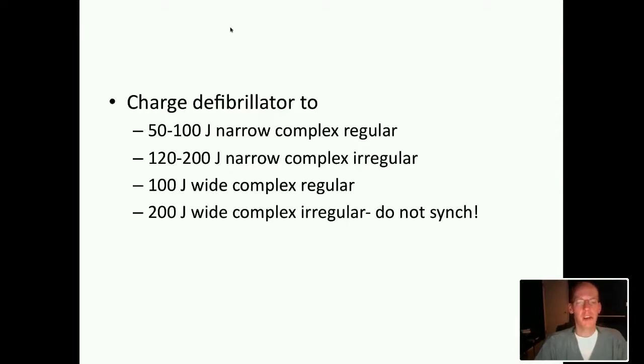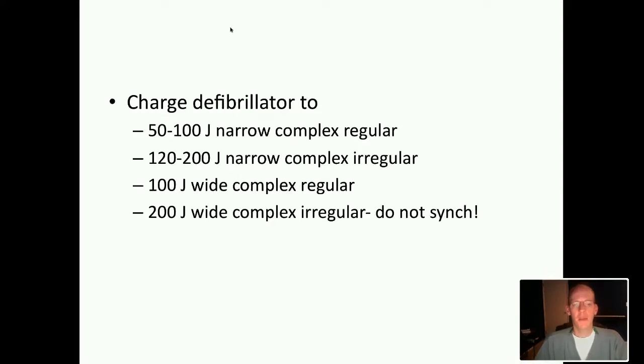For a narrow complex regular rhythm, so likely an SVT, you can usually use lower energy, so 50 to 100 joules may be appropriate. As it becomes narrow complex and irregular, so talking about atrial fib or atrial flutter, you're going to have to increase the joules, so you may have to go up to 200 joules. Once again, these are all biphasic energy descriptors. Wide complex regular, once again, you can drop the joules.